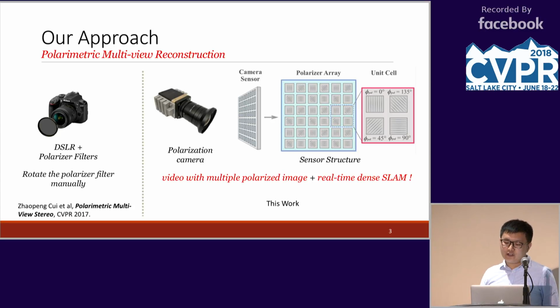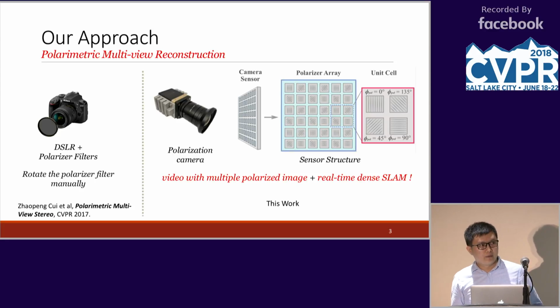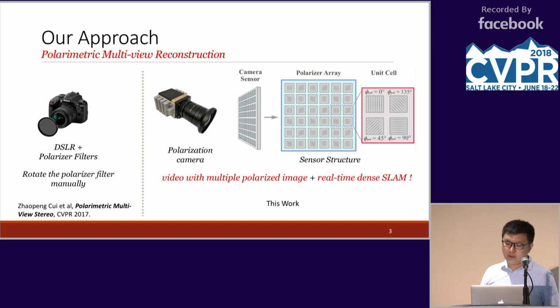So the polarization camera has a different polarizer embedded in front of each pixel in the sensor so that it can record multiple polarized images in a single shot. And in this way, we can capture a polarized video stream, and we can build a SLAM system upon it.